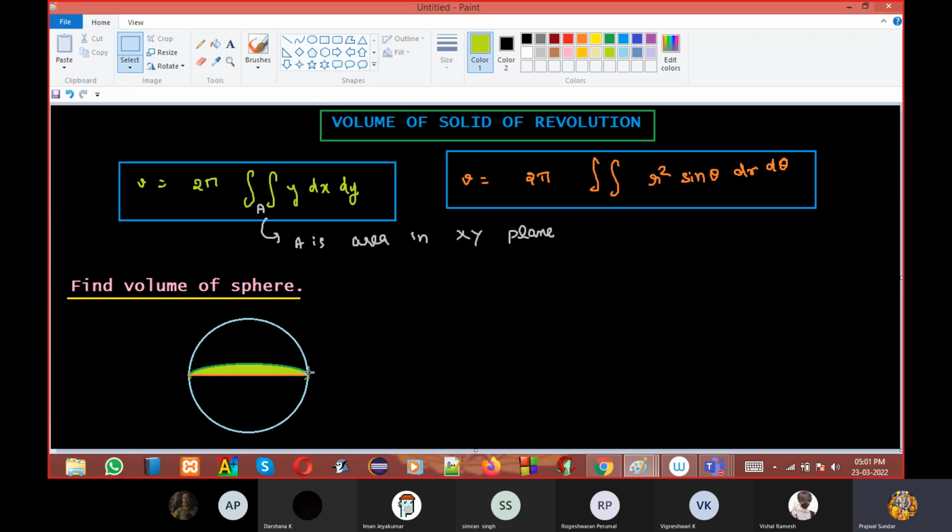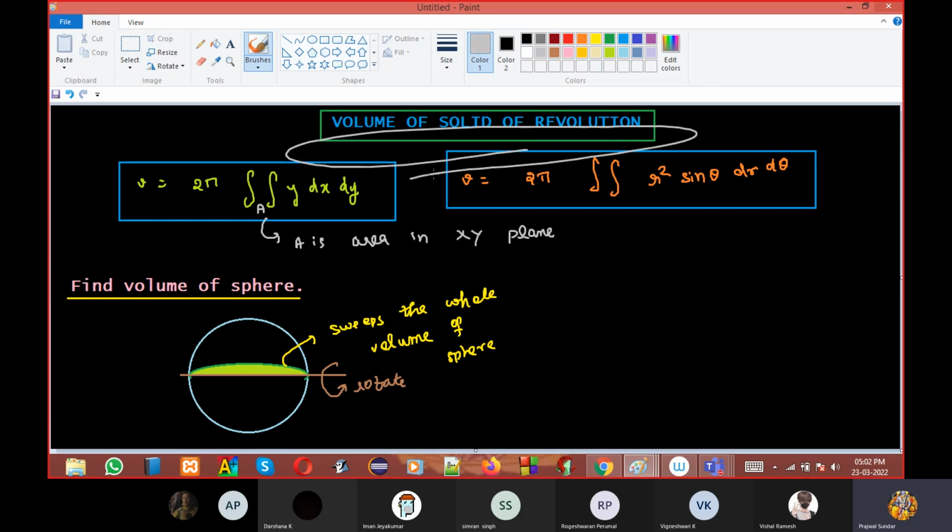What you do is rotate it. Take this axis and rotate it. Can you visualize what will happen? When you rotate it, it sweeps the whole volume of the sphere. Imagine it. Take it, bring it up. The full volume will be covered, no? This is the meaning of volume of solid of revolution. You are taking a 2D part and rotating it like this.